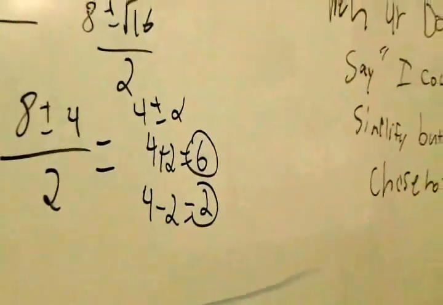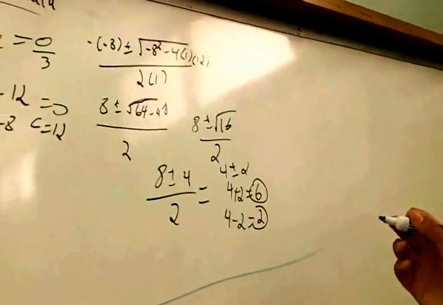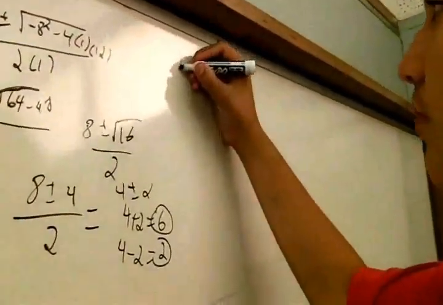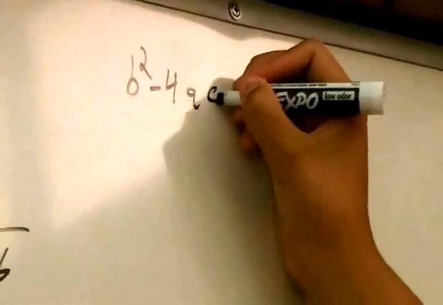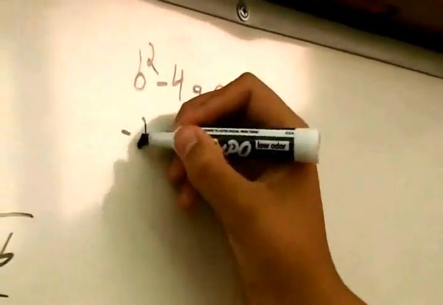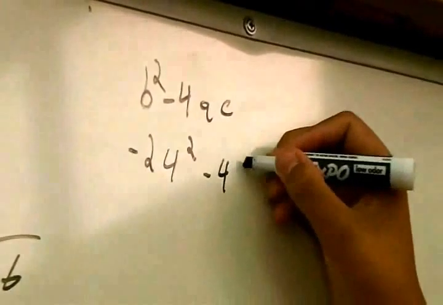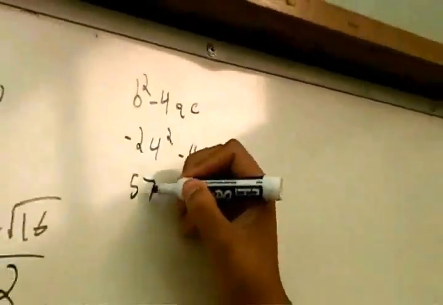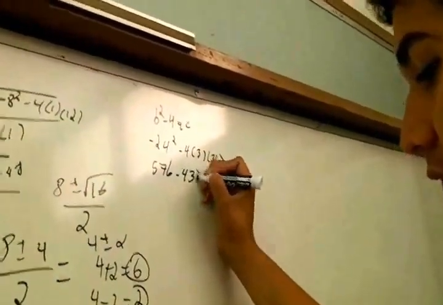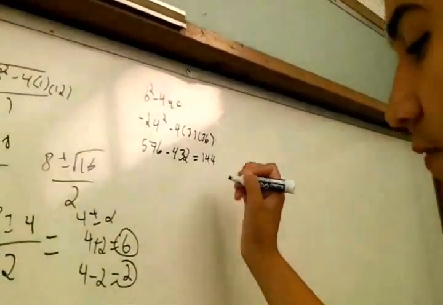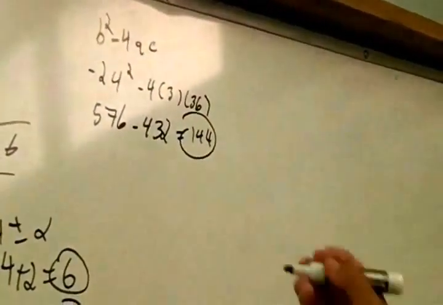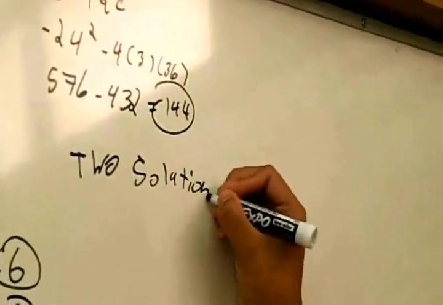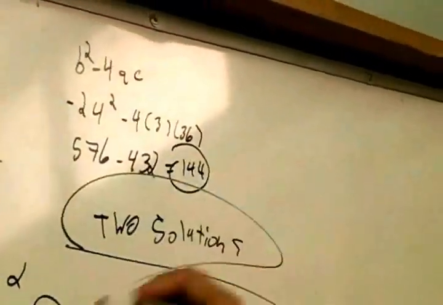Okay. But it seems I forgot the discriminant. It doesn't matter, I'll just do it right here. The discriminant formula is b squared minus 4ac. So negative 24 squared minus 4 times 3 times 36 becomes 576 minus 432, which equals 144. Thus making it 2 solutions. Hooray!